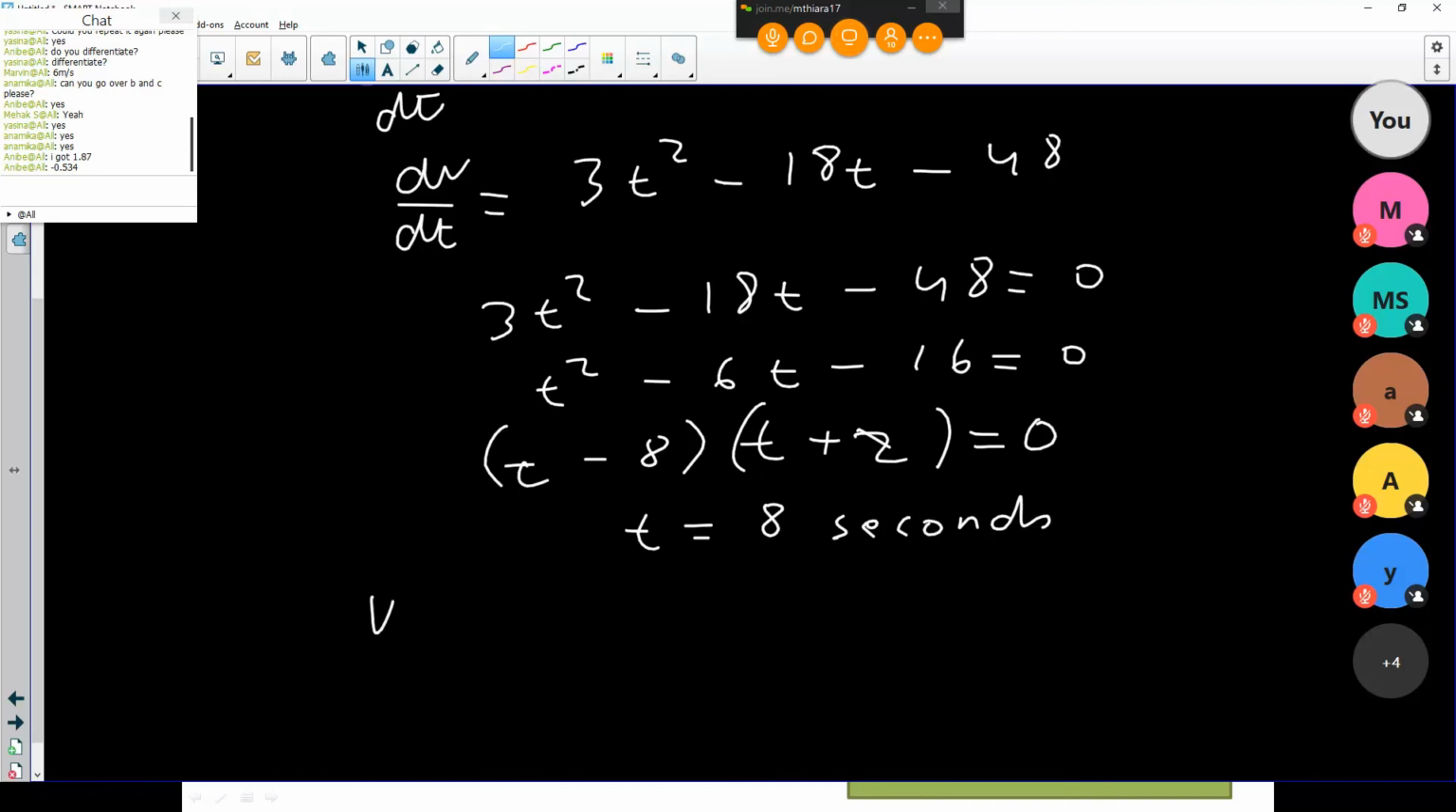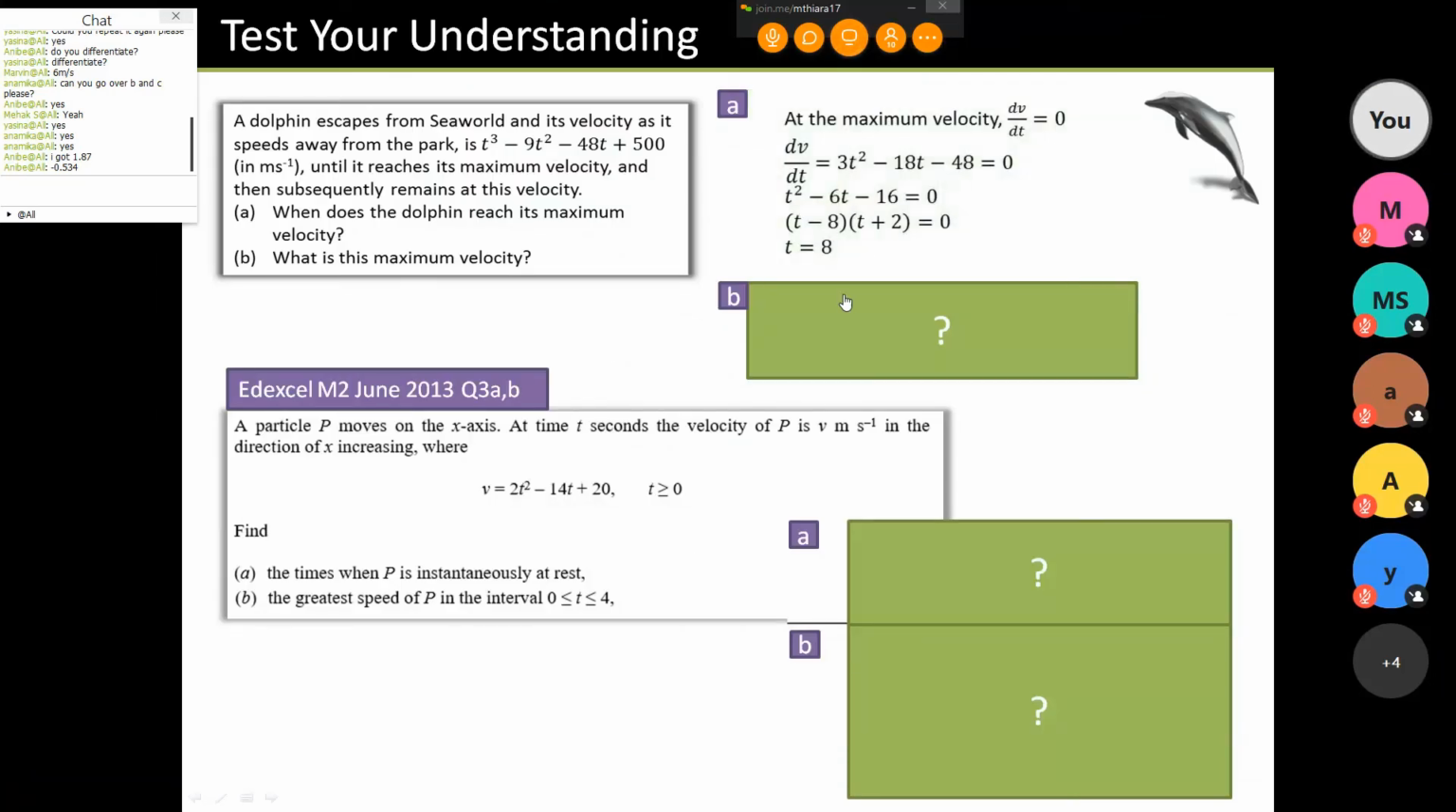So I know the formula for v. V equals t cubed, 8 cubed, minus 9 times 8 squared, minus 48 times 8, plus 500, and whatever that comes out to. So here we go, t equals 8, and finally if you substitute that time in there, you get 52 meters per second. Okay, does anyone have any questions here?